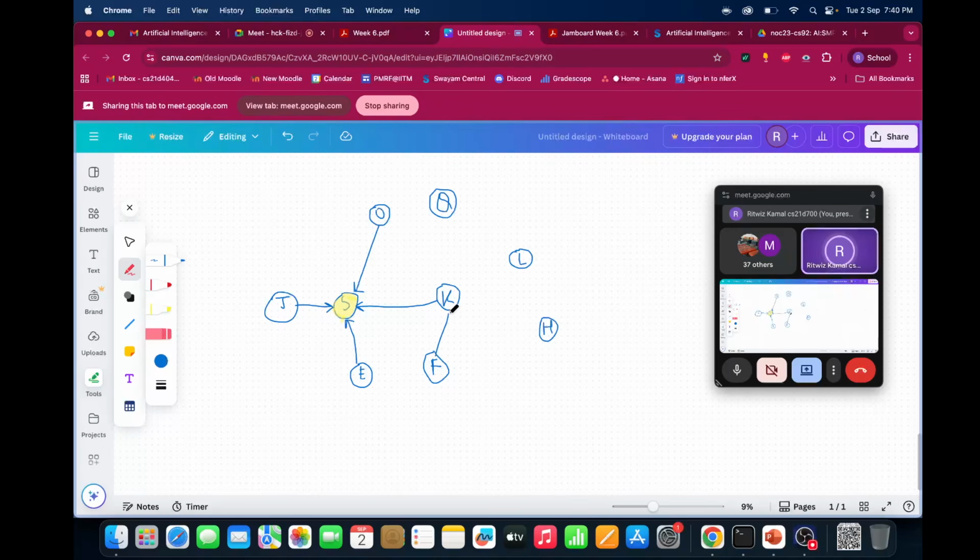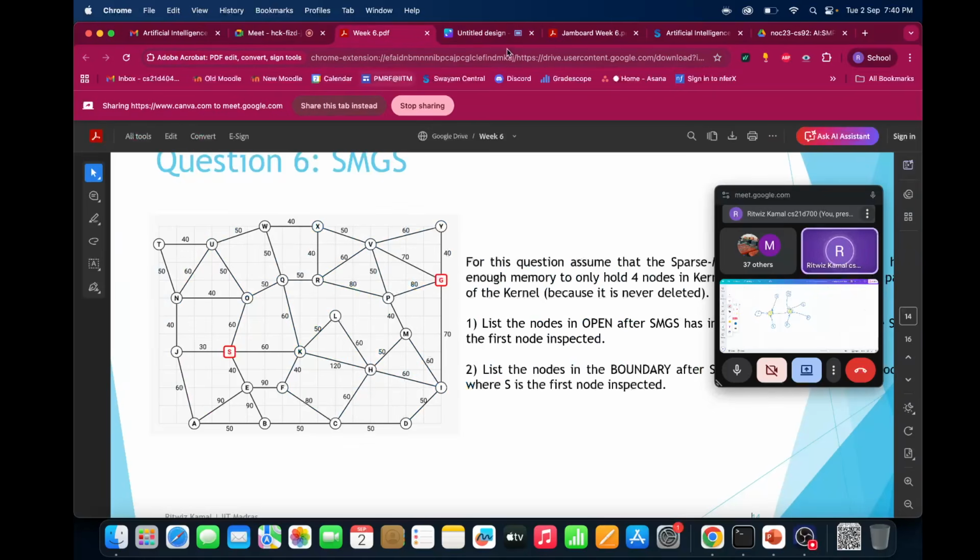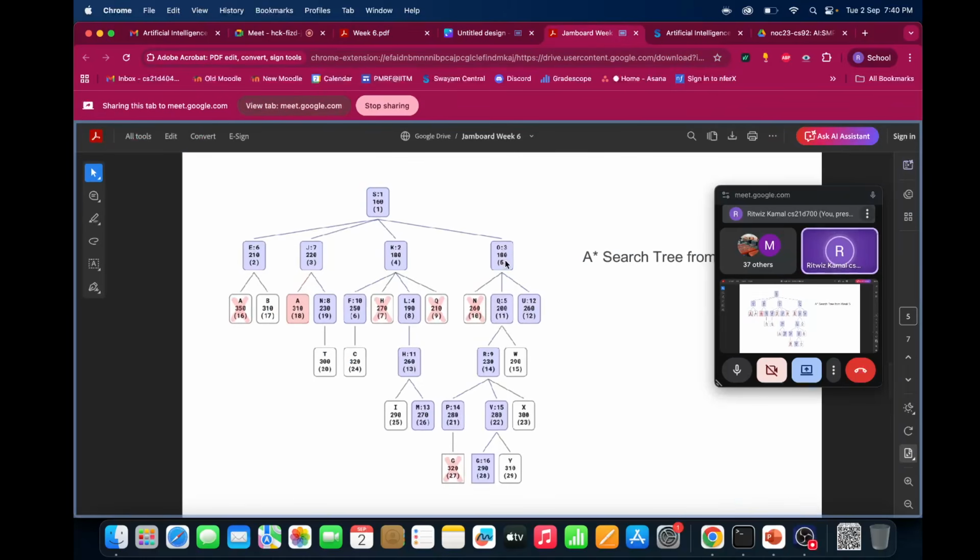Let's again draw the edges, and let's mark K to be visited. This yellow already indicates the closed list, and all the uncolored nodes are part of the open list as of now. Now as per A star, which is the node to be inspected next? O. O, right? So let's look at what are the neighbors of O.